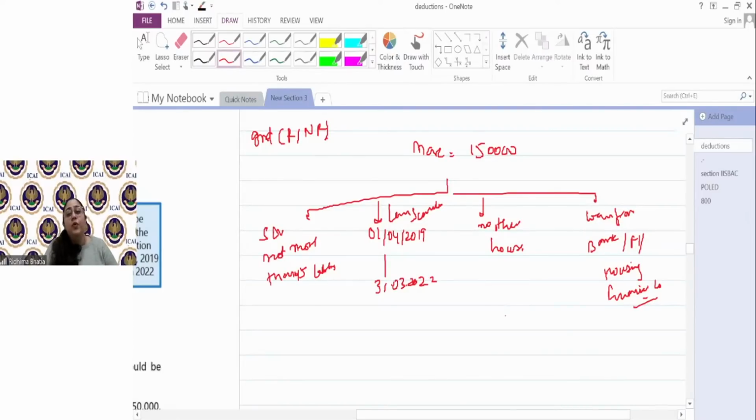नो अदर हाउस एंड लोन फ्रॉम बैंक, फाइनेंशियल इंस्टीट्यूशन एंड हाउसिंग फाइनेंस कंपनी. सेम यहाँ पे भी सेम है गाइस. अगर आई हैव 3 लाख का लोन इंटरेस्ट, 3 लाख इंटरेस्ट ड्यूरिंग द ईयर, आई कैन क्लेम 24B में, आई कैन क्लेम अंडर 80EEA. But remember the period.